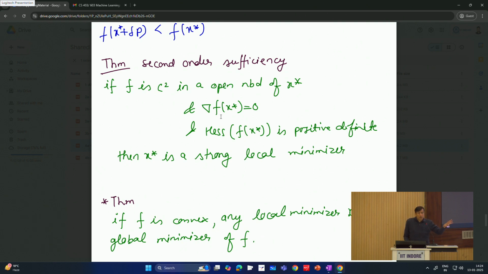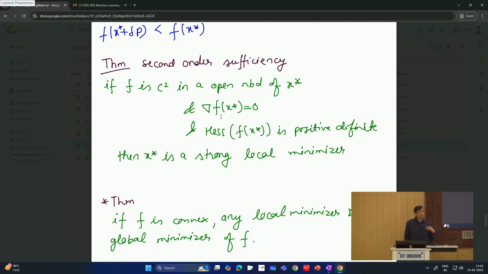Now I have to find the minima of that residue function, where it will arise. So I'm going to take gradient equal to 0. I'll get some candidates. I'm going to use that and find the Hessian. If the Hessian turns out to be positive definite, then I'll say this point is definitely a strong local minimizer. Is that okay? But it's still local.